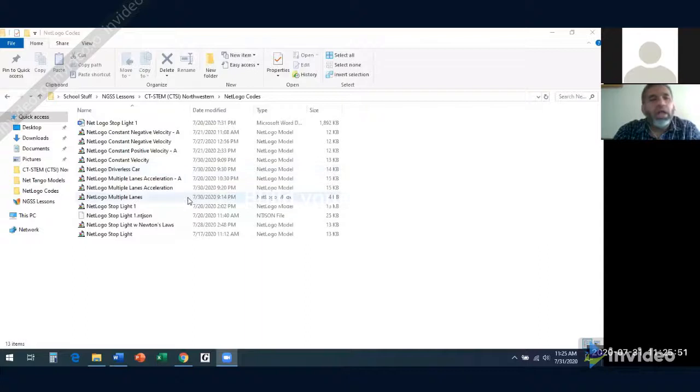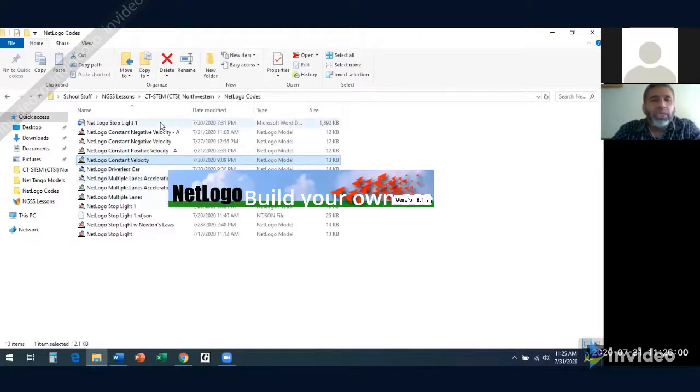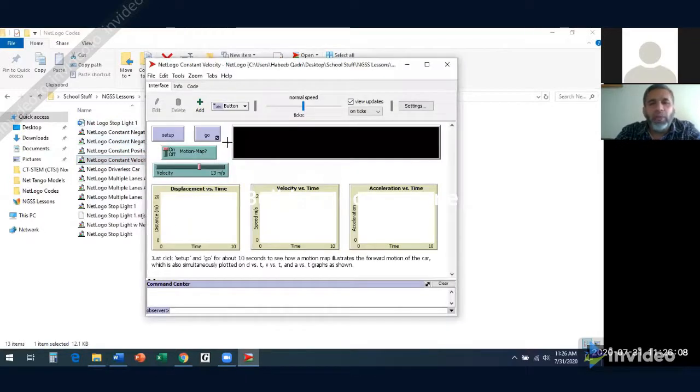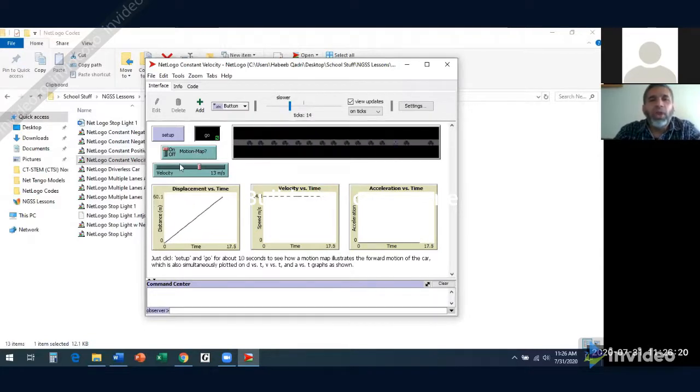It first starts with a constant velocity, and it's just loading up. It's a NetLogo model where students can just set up and go and then plot the three different graphs for displacement versus time, velocity versus time, acceleration versus time. And you can also look at this as a motion map where the car is stamping on, or you can just see the motion of a car as you actually see it without stamps.